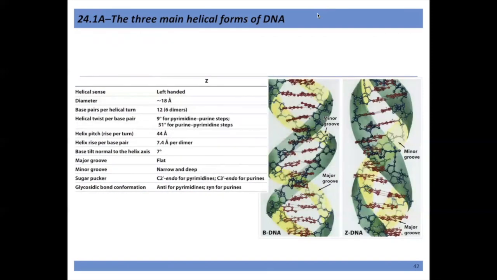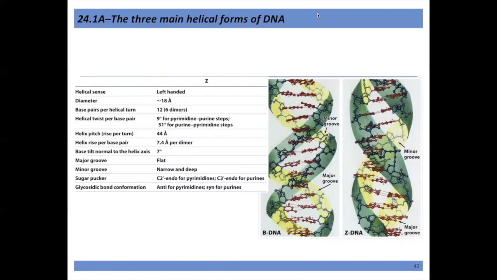Okay, when we look at Z-DNA, we start to see some interesting things. This is just a comparison, the pictures between B-DNA and Z-DNA. But the helical sense for Z-DNA, it's left-handed. The diameter, it's much skinnier. Base pairs per turn, 12.